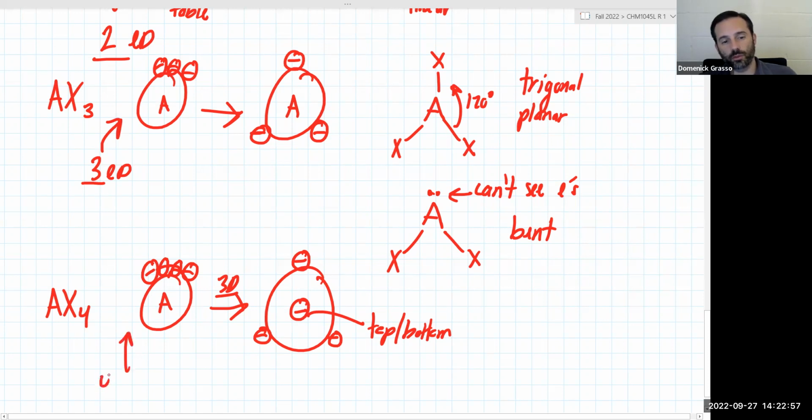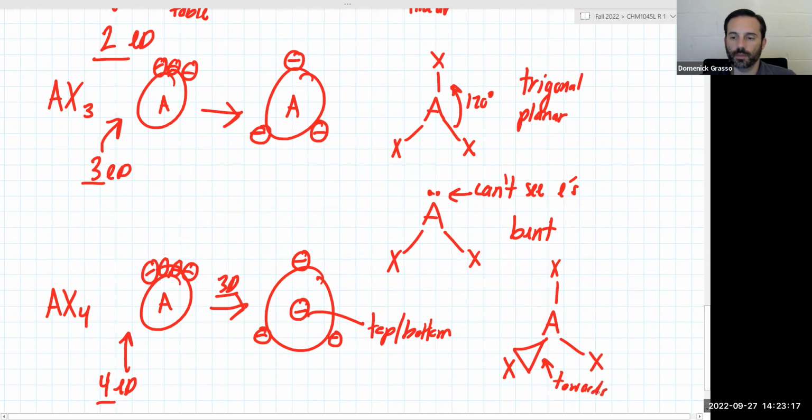If I've got four electron domains, I've got to think in three dimensions. To do that, we draw two of these with a line. Those mean that it's planar, in the plane of the screen. One of them is coming towards you. This is called a projection, so this is towards. And one of them is going away from you, so there's this dashed line, and that means away. This shape is called a tetrahedral.